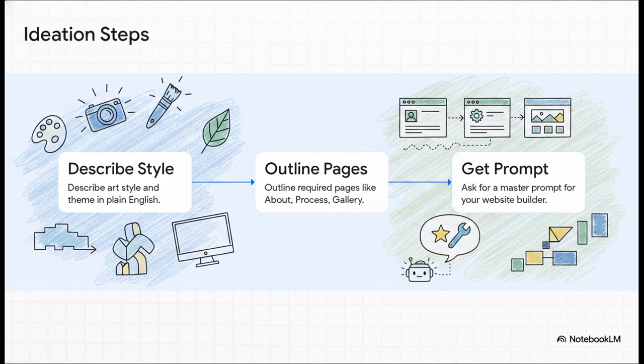Step 2, tell it what structural pages you're going to need. Think along the lines of an About Me page, a process page, and of course, a gallery. And step 3, this is the magic step right here. You ask ChatGPT to act as your personal design analyst and generate a highly detailed master prompt that you'll use to instruct the actual website builder. You want this prompt to specify things like colors, spacing, and a modern layout.